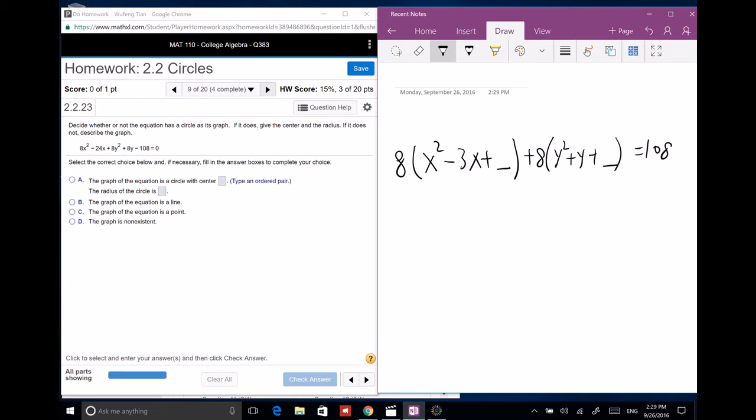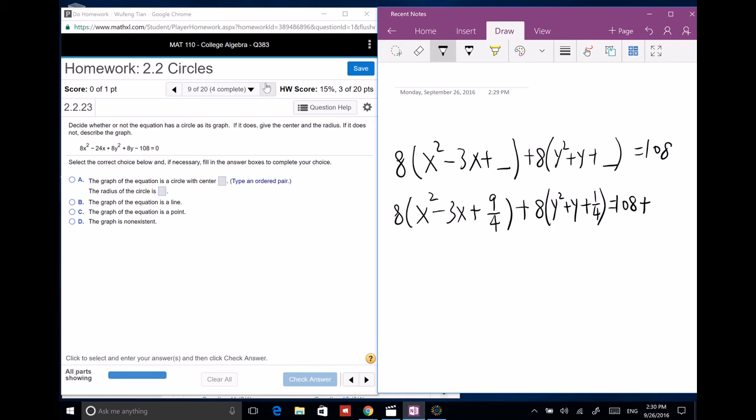So it's 8(x squared minus 3x plus, the middle number 3 divided by 2 is 3/2, squared is 9/4), plus 8(y squared plus y plus, the middle number 1 divided by 2 is half, then squared is 1/4) equals 108. Well, since you add some number here, you have to add another number here.